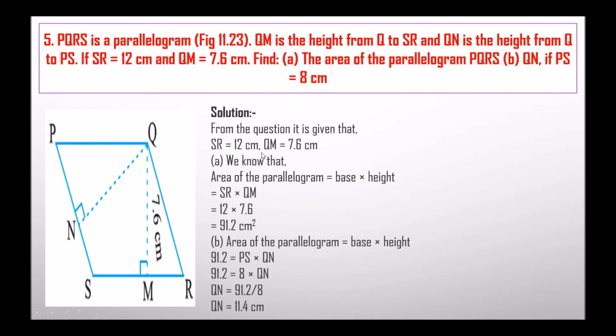So SR is given 12 centimeter, QM is 7.6 centimeter. Area of parallelogram we know is base into height. So SR into QM, so 12 into 7.6, that is 91.2 centimeter square. Next, area of parallelogram equals base into height. So 91.2 equals PS into QN. So 91.2 equals 8 into QN. So QN equals 91.2 upon 8, that is 11.4 centimeter.